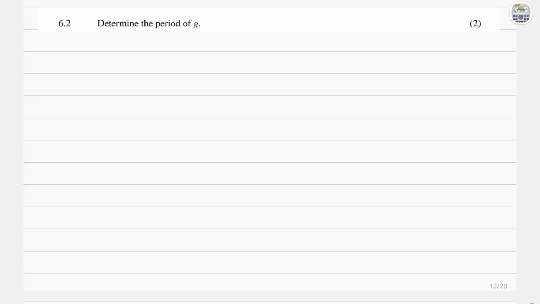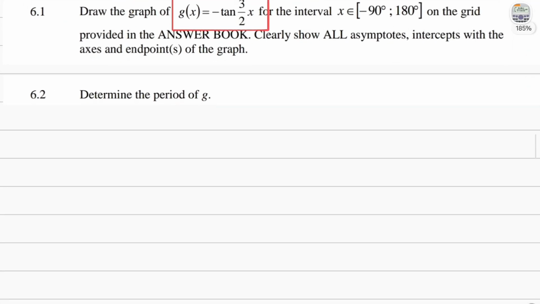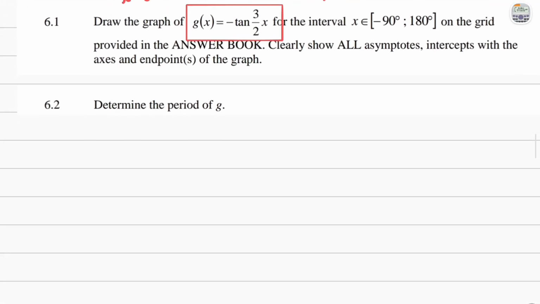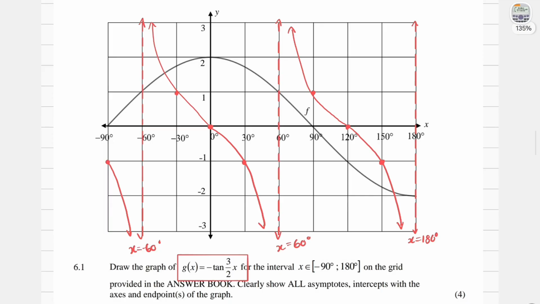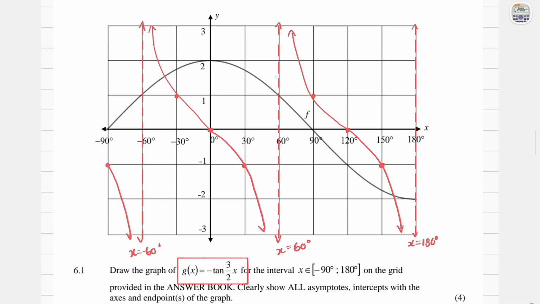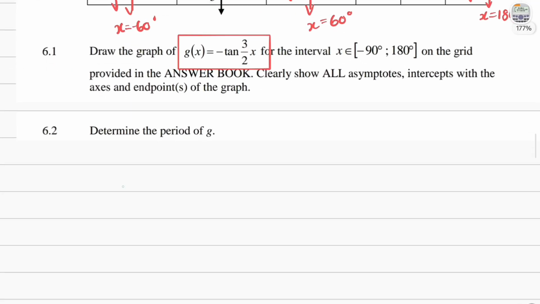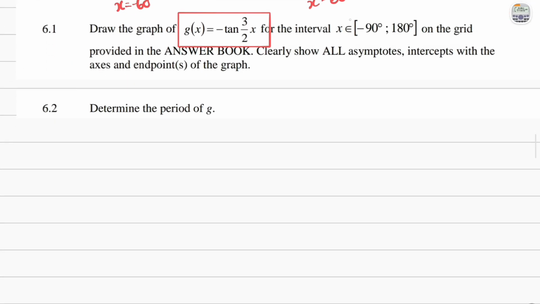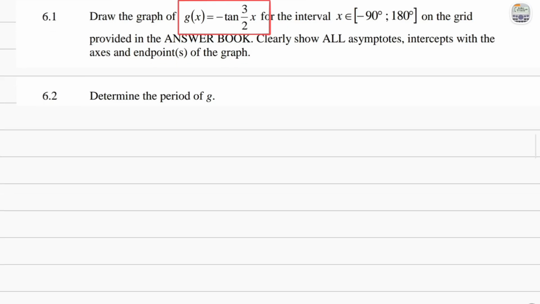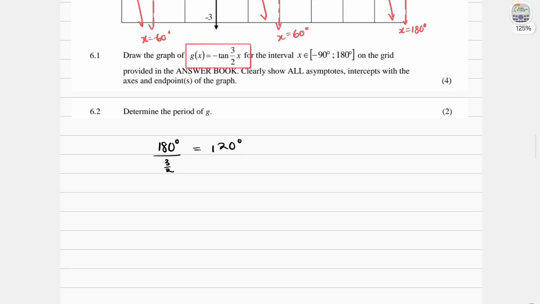Question 6.2 says, determine the period of G. And we already discussed how the period of G comes about because of this 3/2. And that kind of makes me feel like, did they actually want us to sketch this graph with the reasoning of how the tan graph works? Not sure, but that's fine. We can just say the period of this graph will be found by simply saying the old period, which the tan graph has a period of 180 degrees, divided by that coefficient of x. So that's divided by 3/2, which is equal to 120 degrees. And that is our answer.